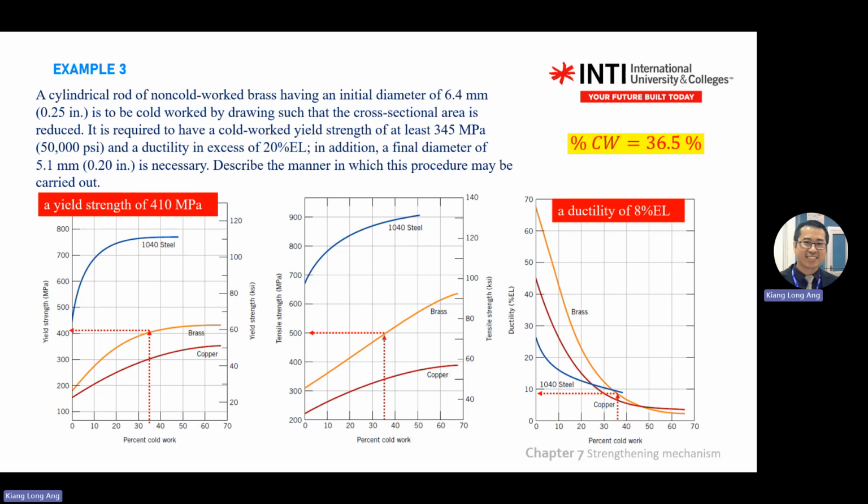So you need to propose to the customers. What is your proposal? The customer says that the final diameter is necessary. So what can you do?